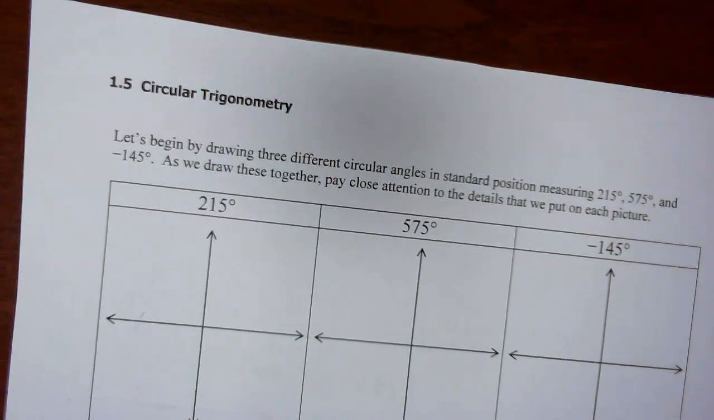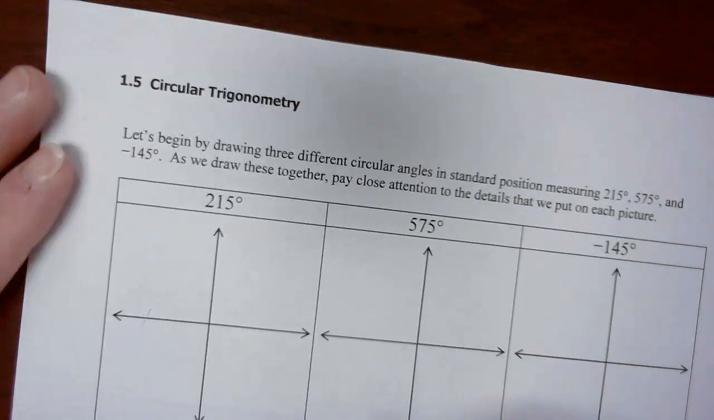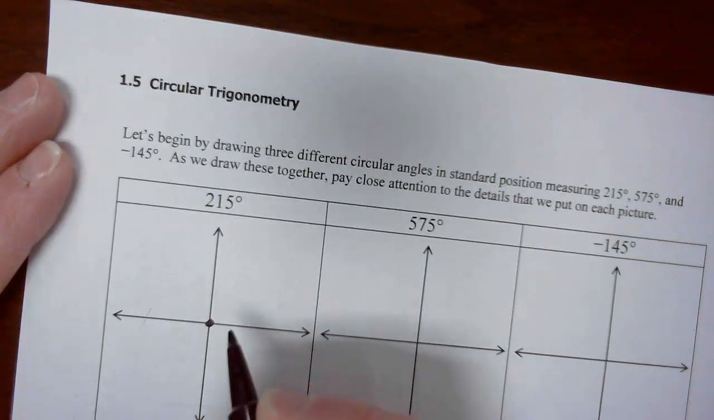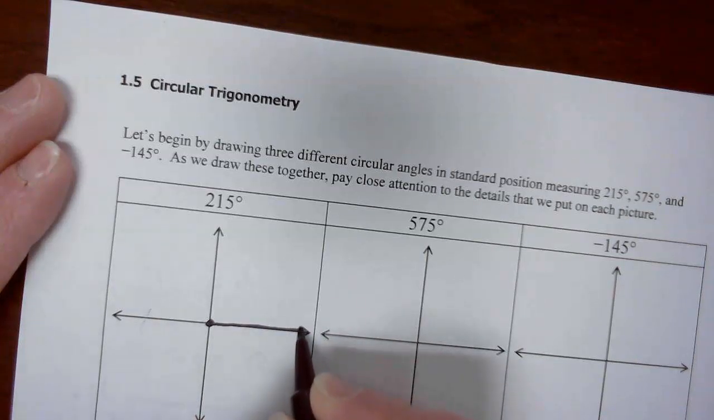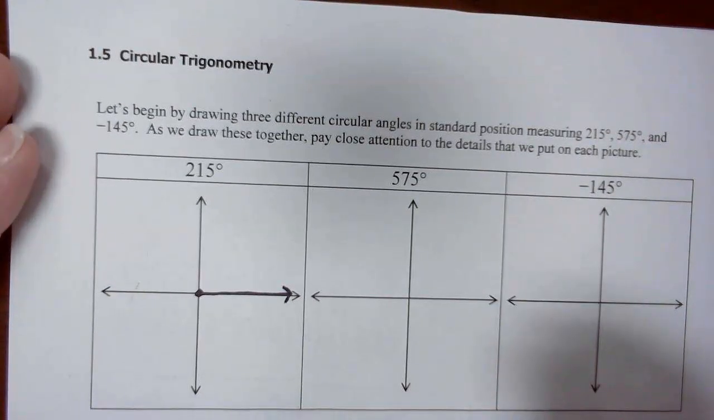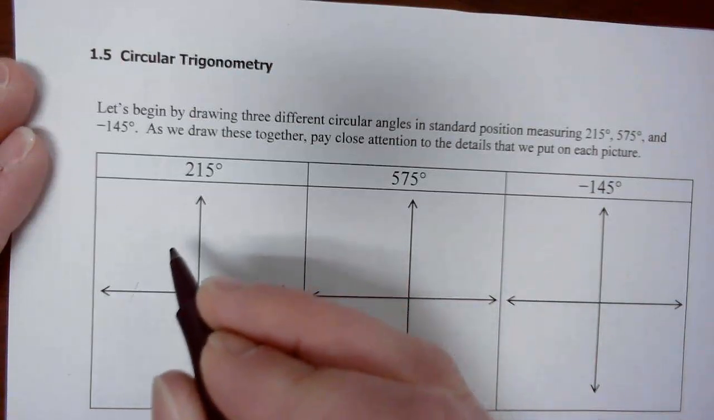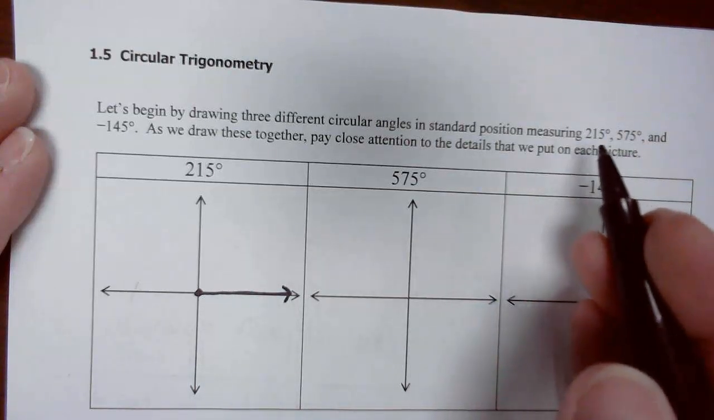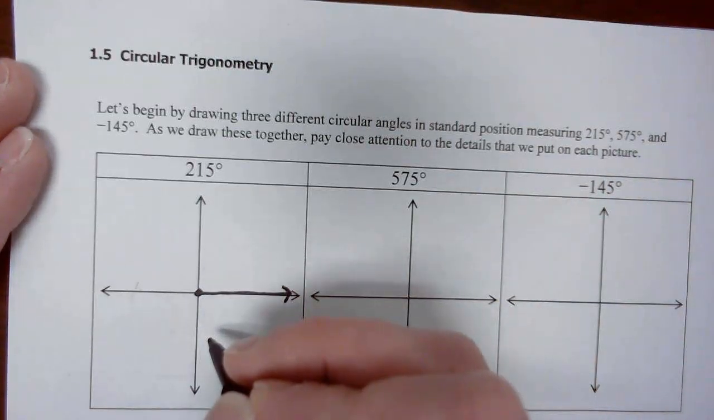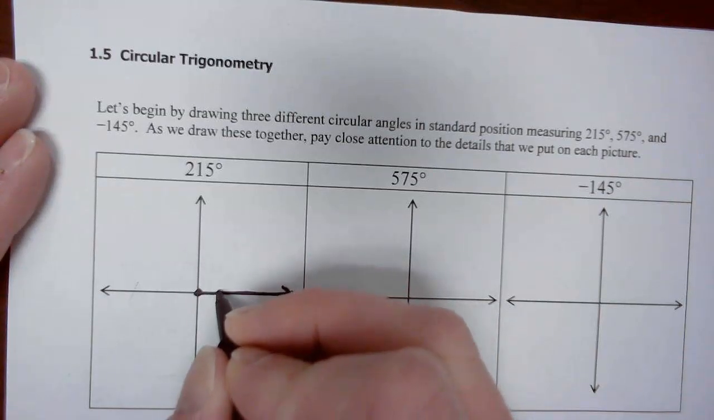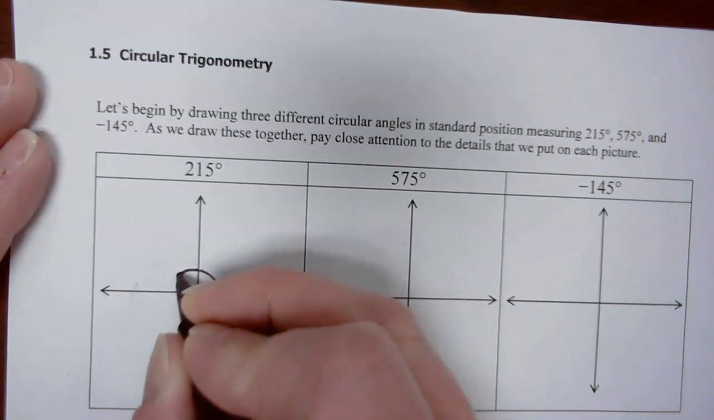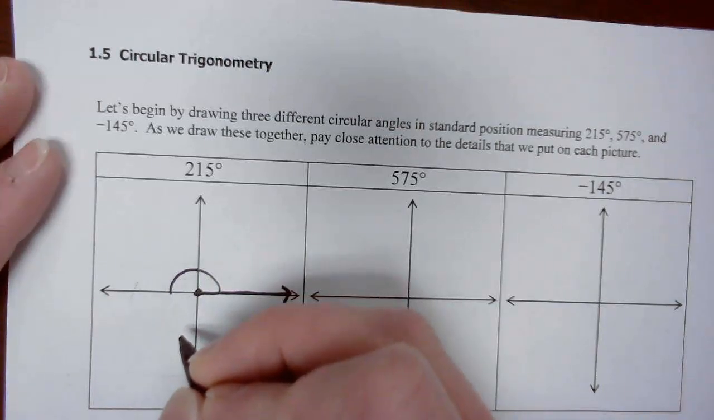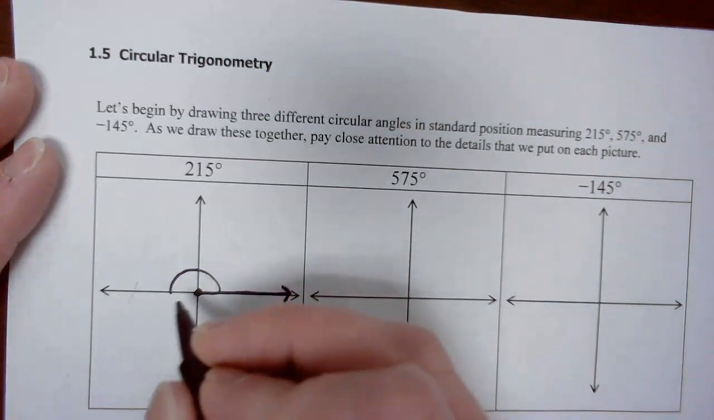So when we are drawing angles in circular trig, what we're going to do is we always start with the right side of the x-axis. This is always my starting place. And we go counterclockwise. We go around here. So 215. All the way around would be 360. So this would be 90, 180. 215 would be a little bit past that.